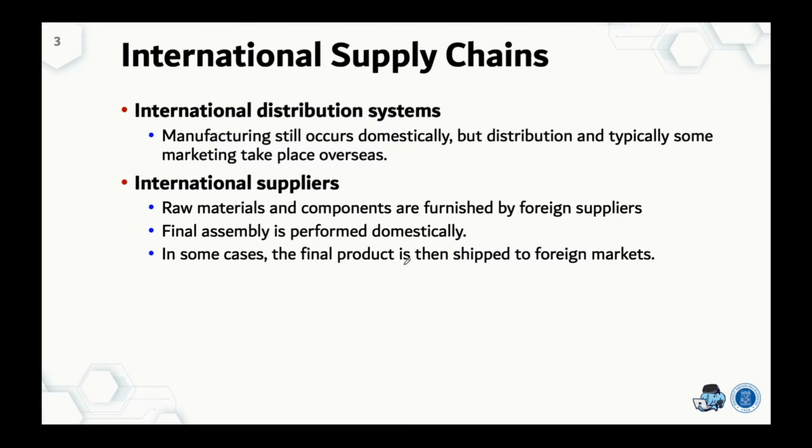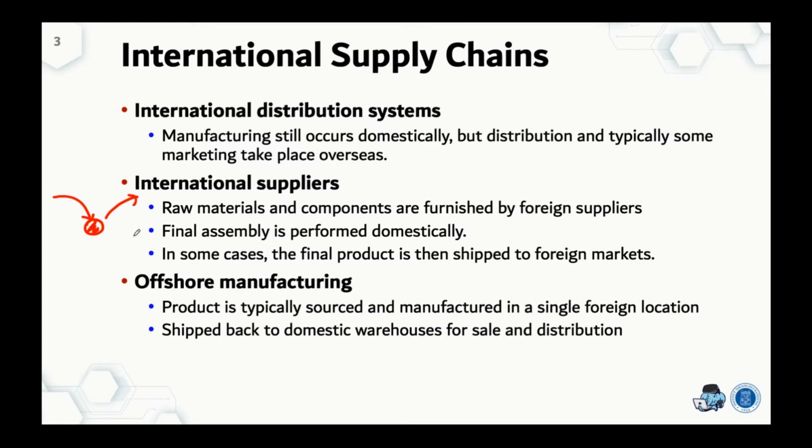In some cases, the final product is then shipped again to the foreign market. So the work-in-process material is coming into our country, and then we perform the final assembly. Coming from overseas to our country, we perform the final assembly and then export it again to another region.